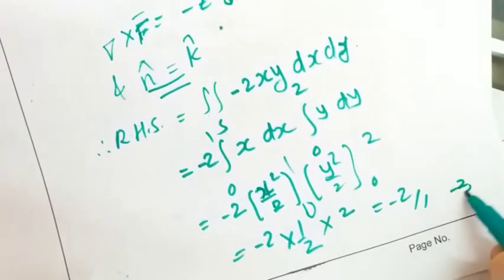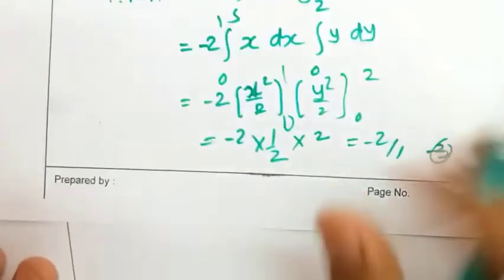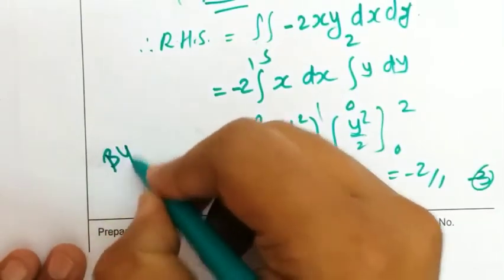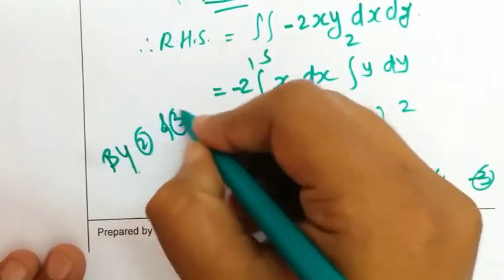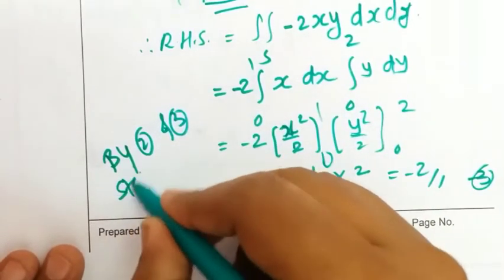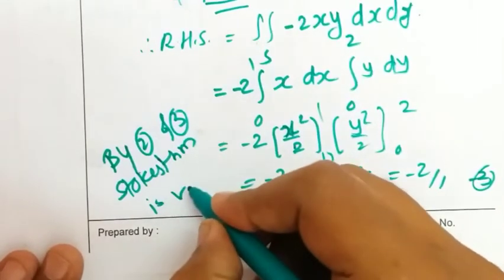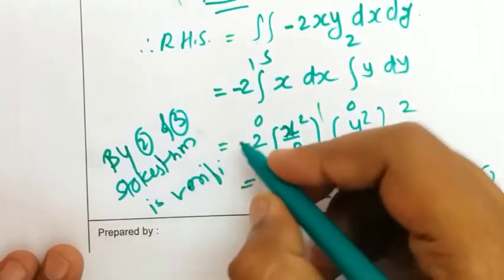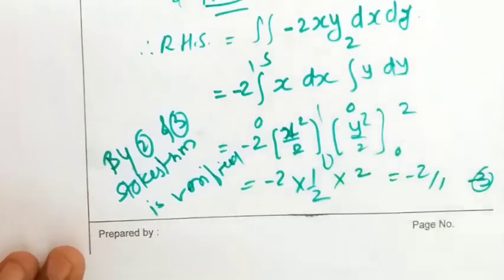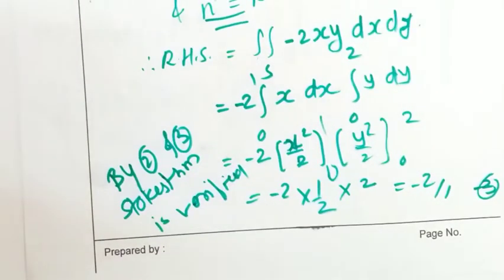Hence by equations 2 and 3 you can finally say that Green-Stokes theorem is verified. We have verified Stokes theorem, we have determined both sides, and we have obtained both of them equal. That's why the theorem is verified.